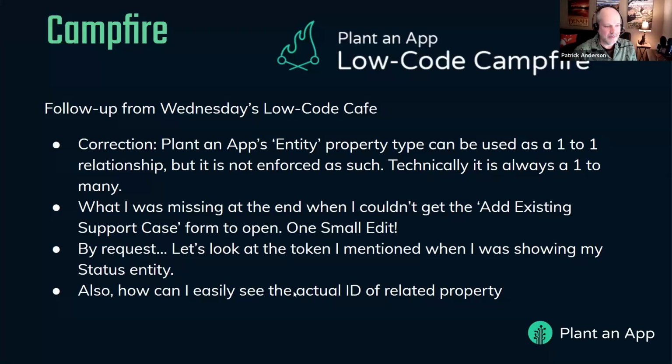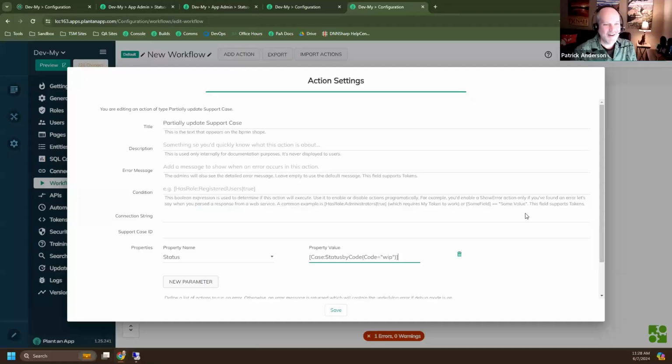How can I actually see the actual ID of a related property? Yeah. So I was going to address that also. Let me go later is fine. No, I think now is great, since you brought it up.